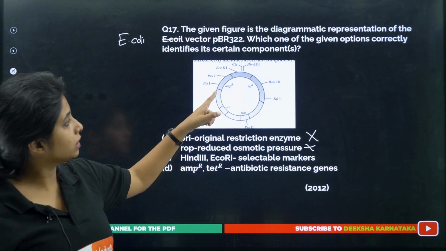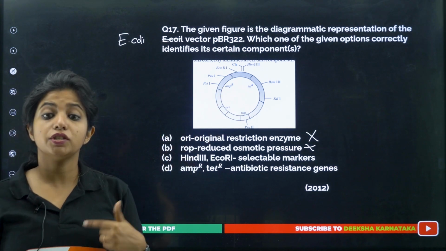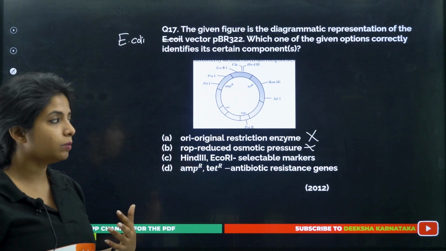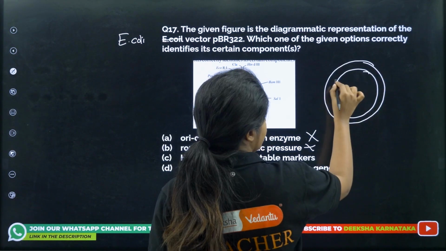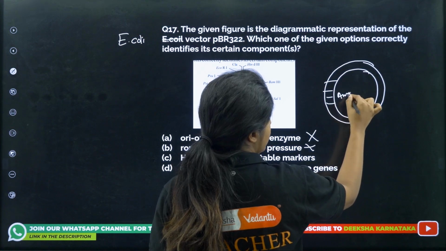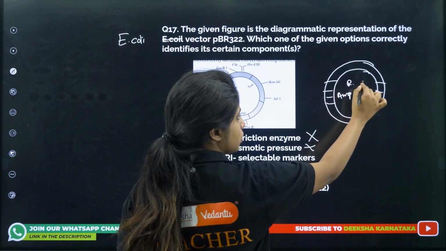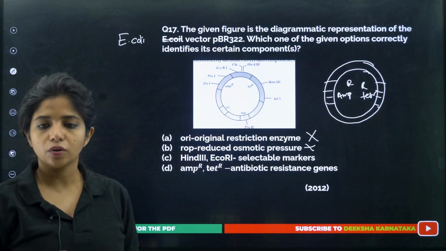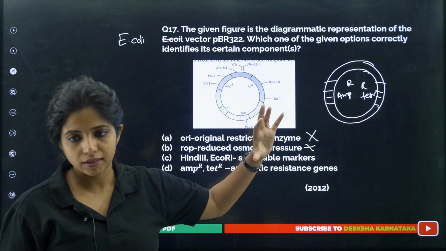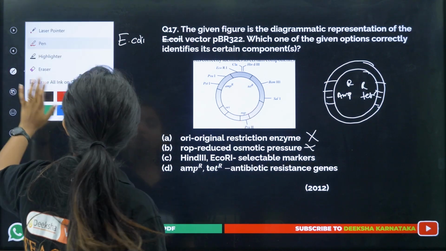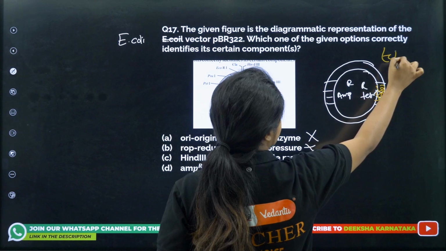What do you have as selectable markers, children? You have your ampicillin resistant gene and your tetracycline resistant gene. What is a selectable marker? For example, I have a plasmid with an ampicillin resistant gene over here and a tetracycline resistant gene over here. Usually this plasmid, or the bacteria having the plasmid, will be resistant to both ampicillin and tetracycline. Now what do I do? Instead of the tetracycline gene, I put my gene of interest and then I treat it with tetracycline.